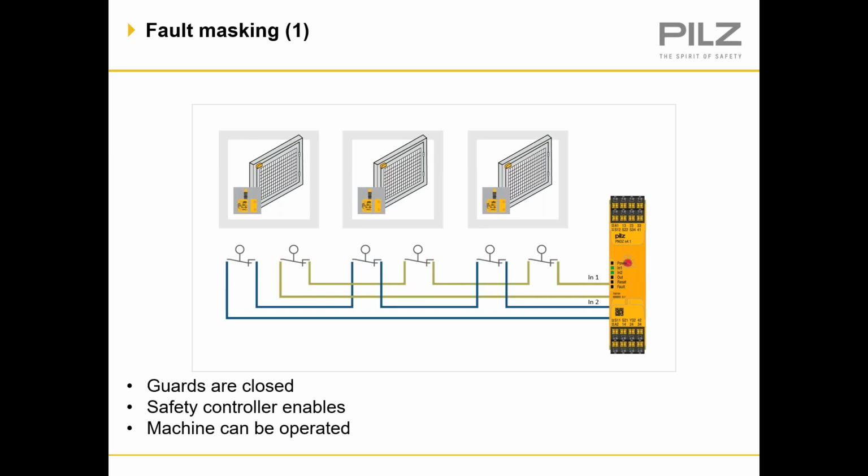So in this example, we have 3 gates all wired in series, as you can see here, and all back to a safety relay. And let's say this is a food production hall with a shift washdown. All guards are closed and the safety relay sees no issues and the machine can be operated.